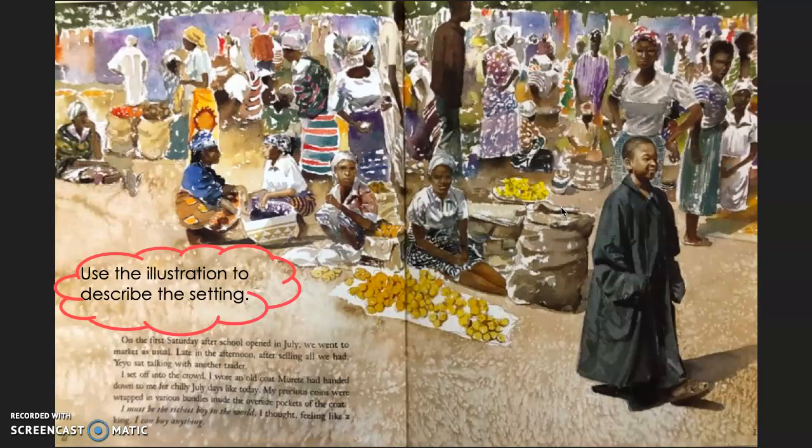Okay, so now I want you to use this illustration to describe the setting. Remember, the setting is where the story is taking place. So go ahead, pause the video, and then I want you to tell me, where is the setting? Where is this story taking place?